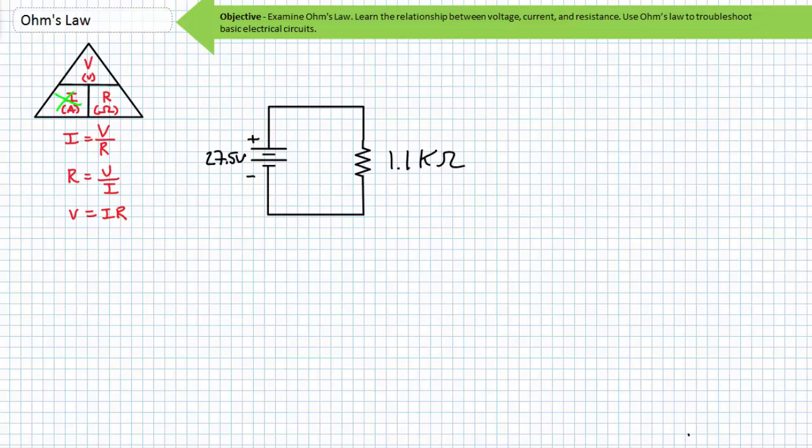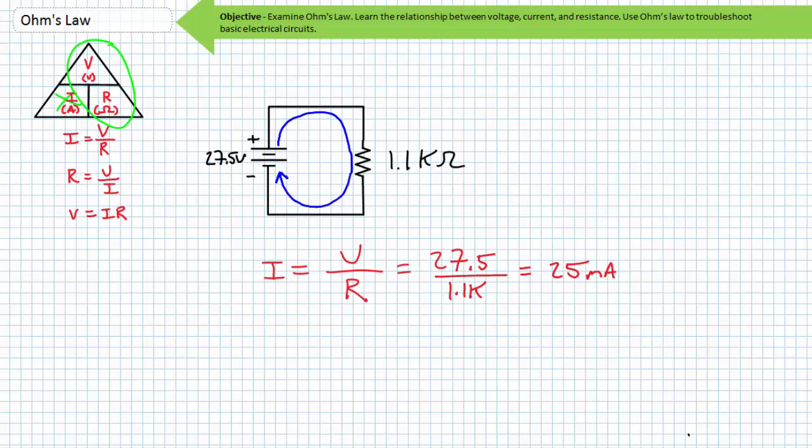To solve for current, cover it up. Voltage is over resistance. Therefore, current, our effect, should be equal to voltage, our cause, divided by resistance, our opposition, or 27.5 divided by 1.1K, yielding us a current of 25 milliamperes. In this case, conventional current would leave the positive terminal of our source and return to the negative terminal. What is the polarity of the voltage drop across our 1.1 kilo ohm resistor? In this case, conventional current would enter our positive node and leave our negative node. Consider, however, this minor modification to this circuit.